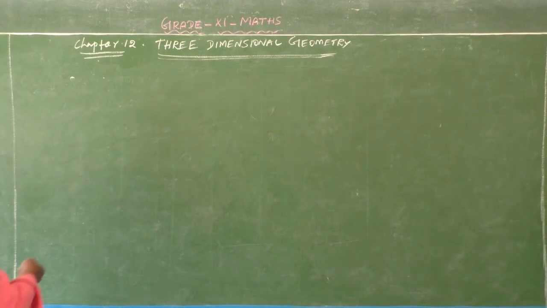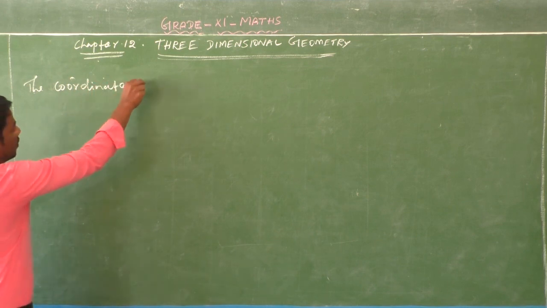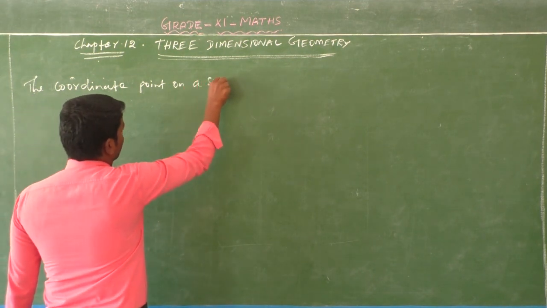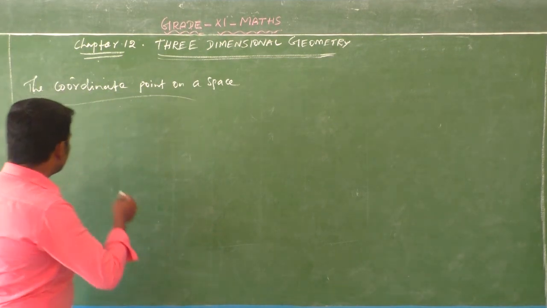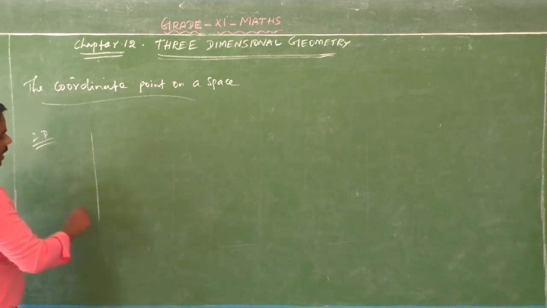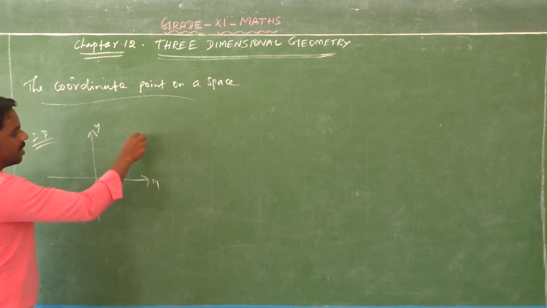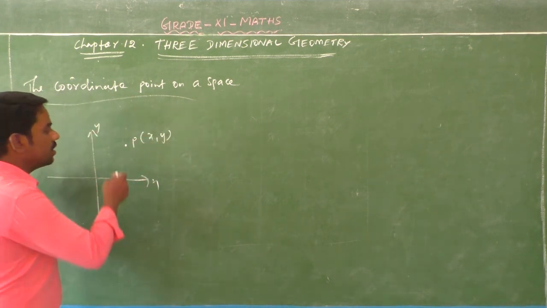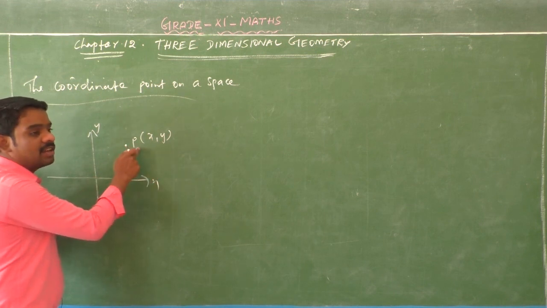Next, the coordinate points in 3D space. Listen, first 2D space, with the x-axis and y-axis. Here let us take any point P, x, y. This point lies in the first quadrant. So x is positive and y is also positive, so this point P lies in the first quadrant.